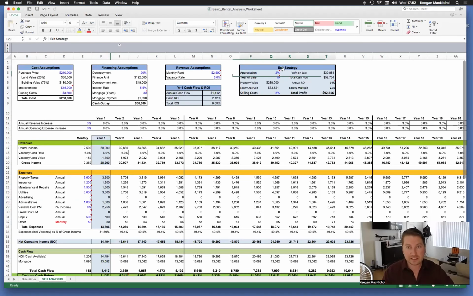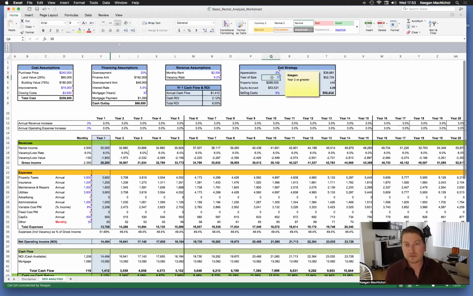Now I added this exit strategy box as well. So this has some levers that you can pull to get an idea of what you're going to exit this property at, right? So there's appreciation. Now, this is obviously very speculative, so don't go throwing in 5% a year appreciation. This is what the property would appreciate at per year. So 2%, yeah, I think you can plan on getting about 2% appreciation per year.